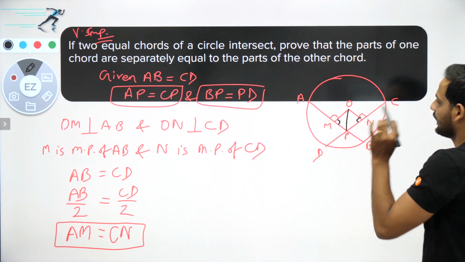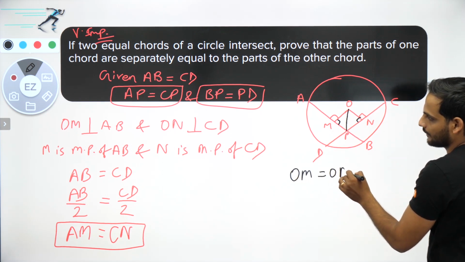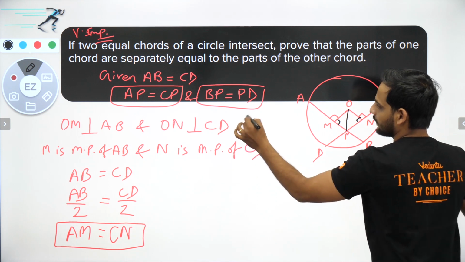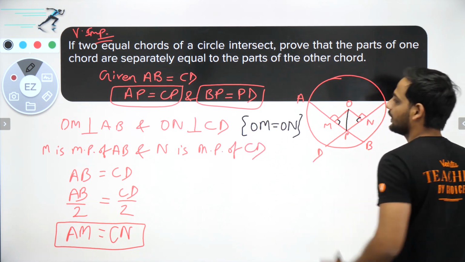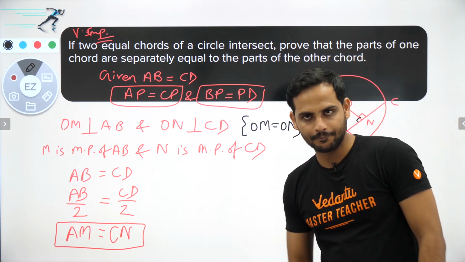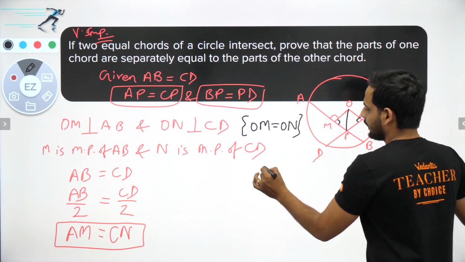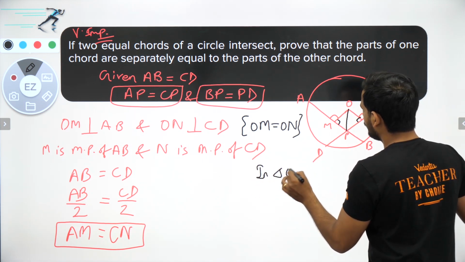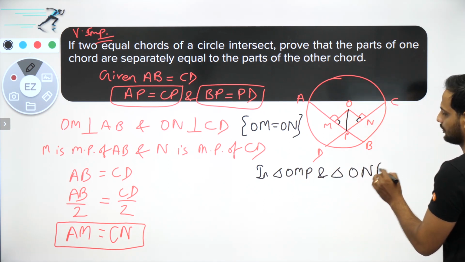So that means I have that OM is equal to ON as well. Okay, so here I will write this part, and so OM is equal to ON. What is the theorem I have used? Equal chords are equidistant from center. Okay, so now let us talk about these 2 triangles. Which 2 triangles? In triangle OMP and triangle ONP.